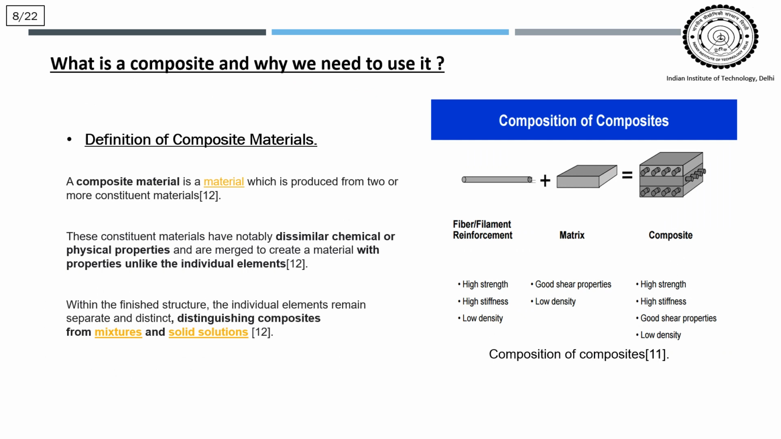Now, what is a composite and why we need to use it? A composite material is a material which is produced from 2 or more constituent materials. The constituent materials with dissimilar physical and chemical properties are merged together, and after merging they make a material whose properties are unlike the individual constituents.